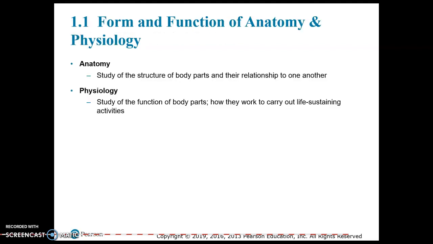And then the actual definition of anatomy and physiology. Anatomy is the study of the structure of body parts and their relationship to one another. So we're emphasizing structure or form. This is where a lot of times we do a lot of our memorization, like memorizing the bones or memorizing the muscles. Physiology is the study of the function of body parts, how they work to carry out life-sustaining activities.